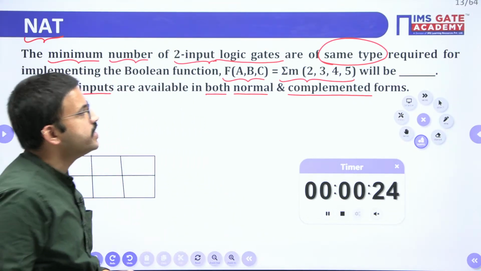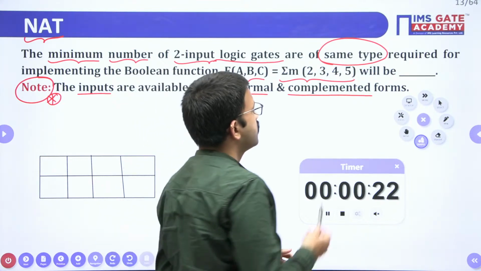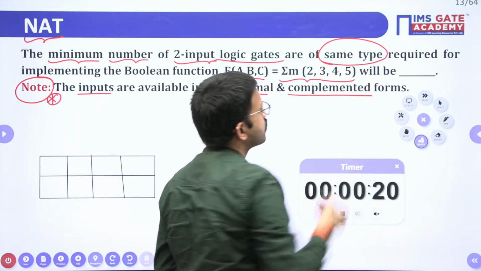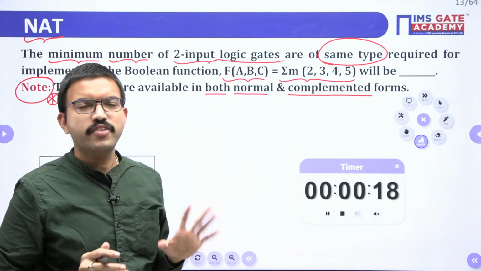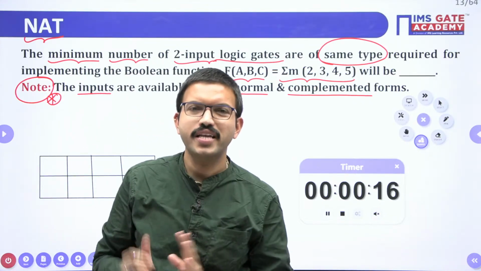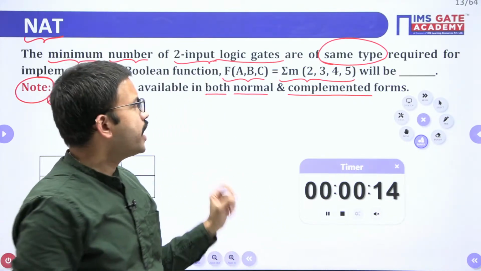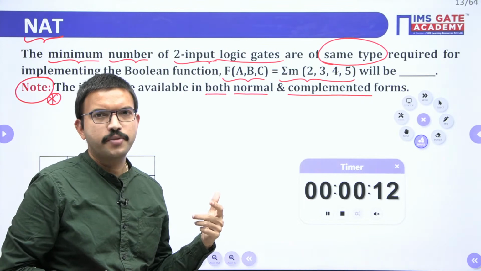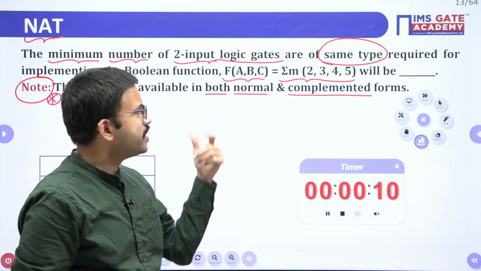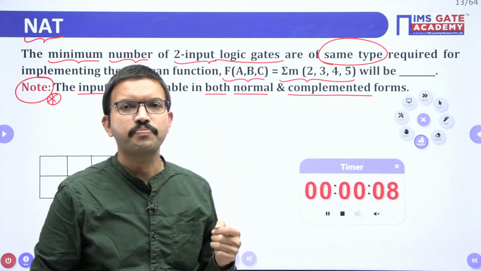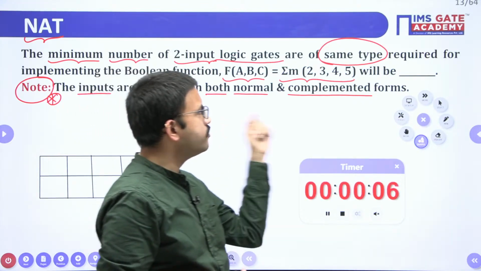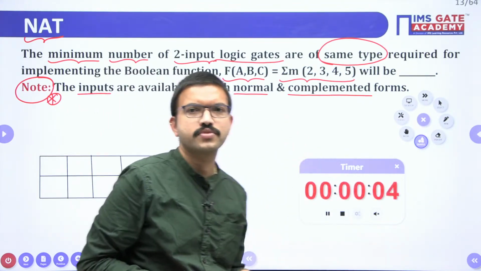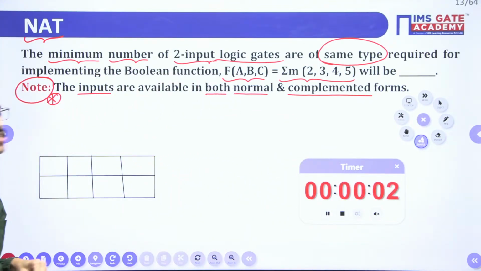But here, among all the gates, if you want to implement any circuit, you are allowed to use only one type of gate. In general, we will use either NAND gates or NOR gates, right? So with the help of NAND and with the help of NOR, you have to answer this question.